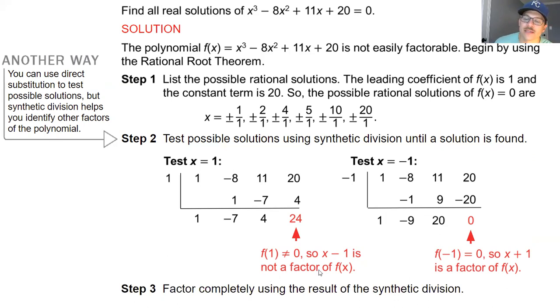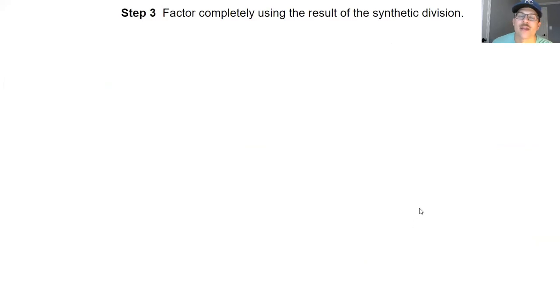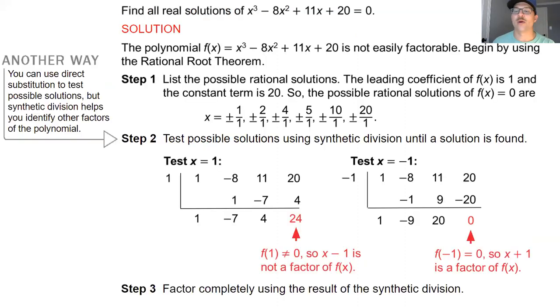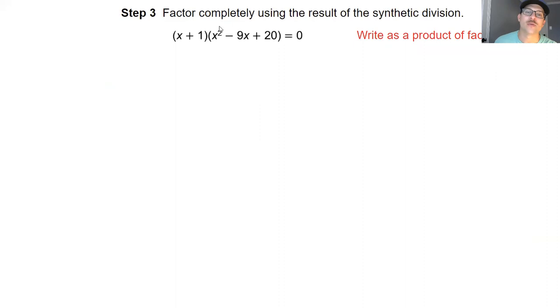So factor completely using this solution of x plus 1 as your factor. You can take that x plus 1 out of your polynomial equation, and what's left over is your x squared minus 9x plus 20. That actually comes from all of the terms left over from your synthetic division. So this 1, negative 9, 20 is what you get left over from your other terms.